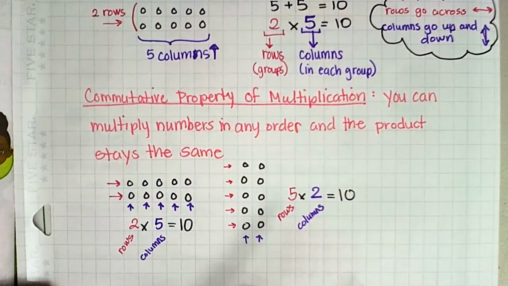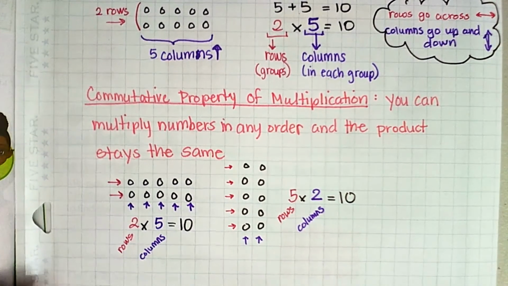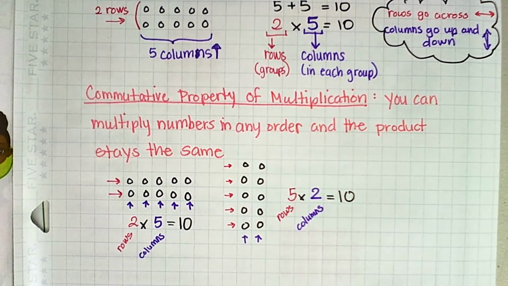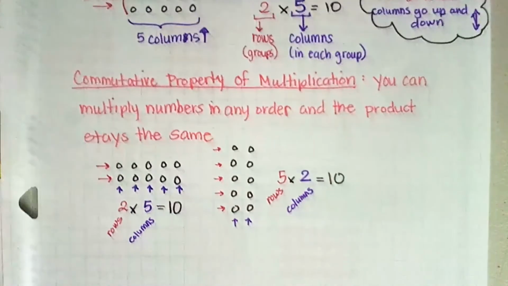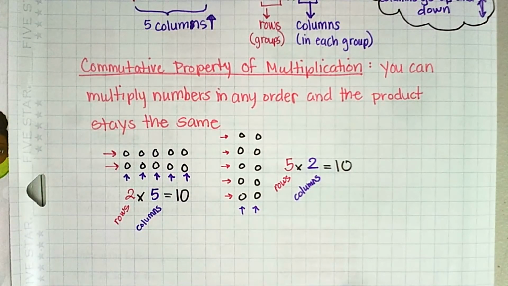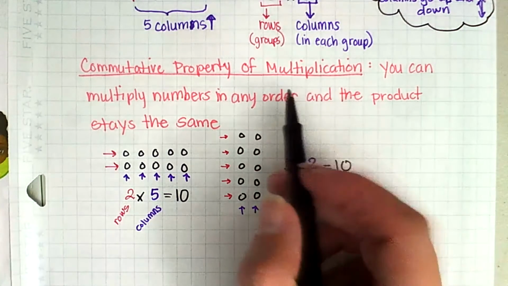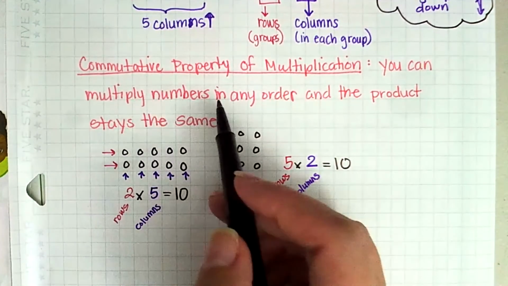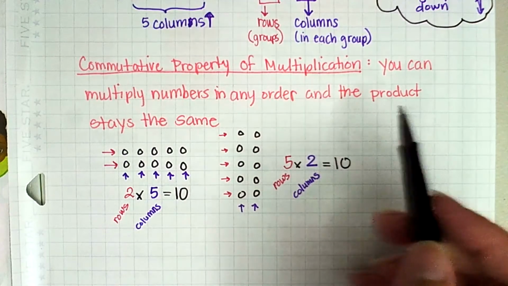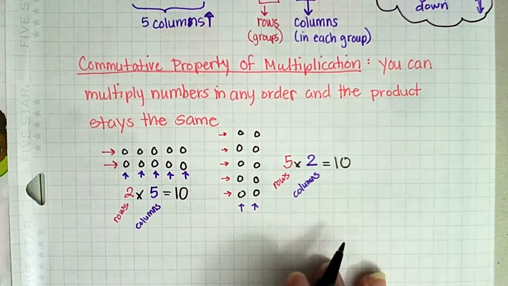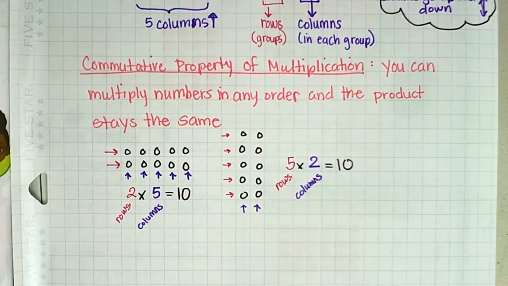The other important thing that we need to remember or learn about when we're working here is something called the commutative property of multiplication. Now, this property also exists for addition, the commutative property of addition and the commutative property of multiplication. And the reason that it exists in both is because multiplication is just repeated addition. It's adding over and over and over again. So what does that mean? It means the commutative property means you can multiply your numbers in any order and the product stays the same. That means your answer stays the same no matter which way you're doing it.